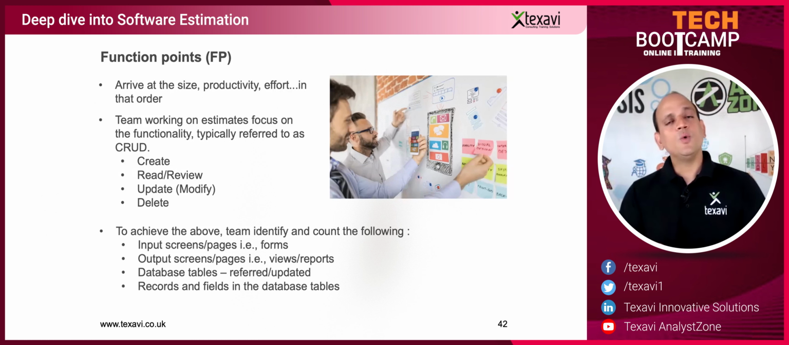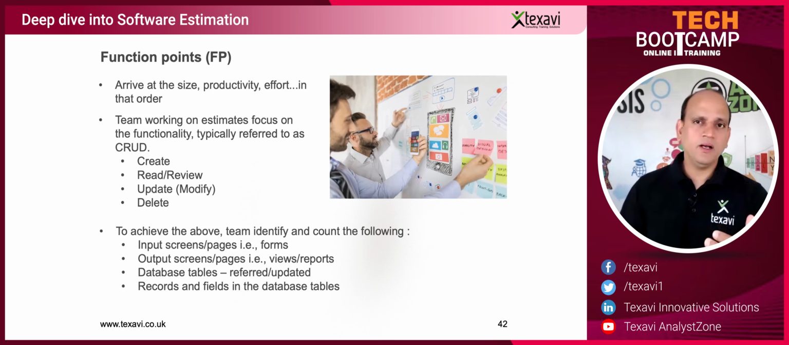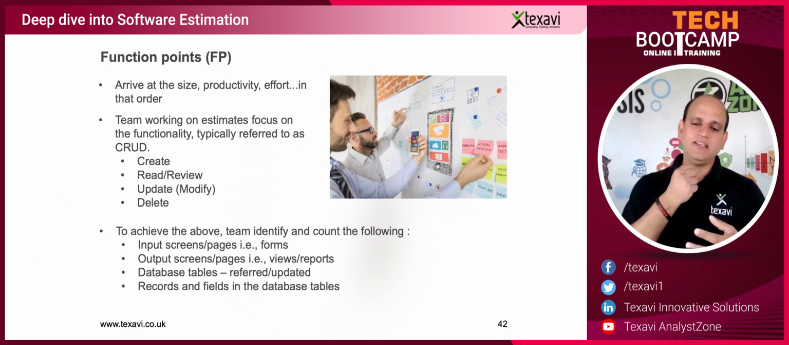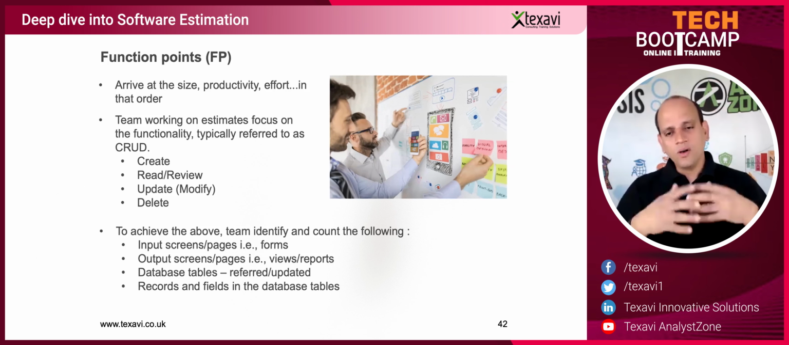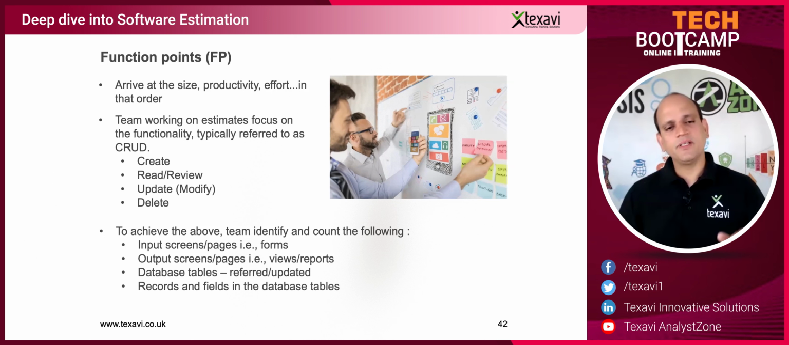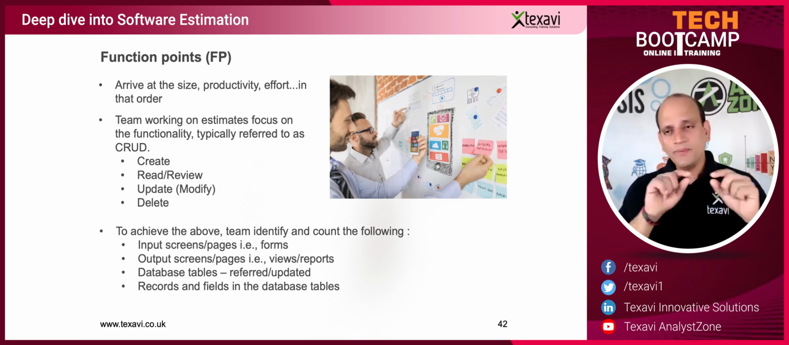And then you come up with different database tables. What kind of database tables need to be created? Do they have to be recorded or updated, or do they have to be referred to? Just like make a query to the database and then get the information and work on that information. So all of these, we need to identify all the tables that are required for us to do that. And then within each table, how many records could be there?